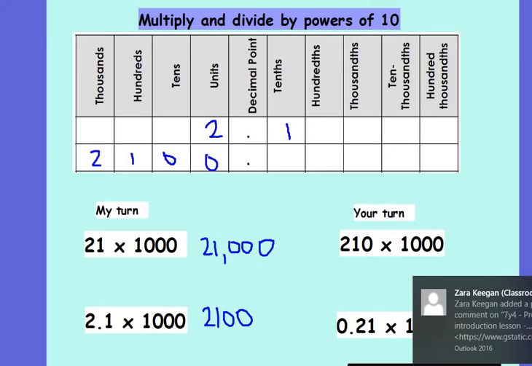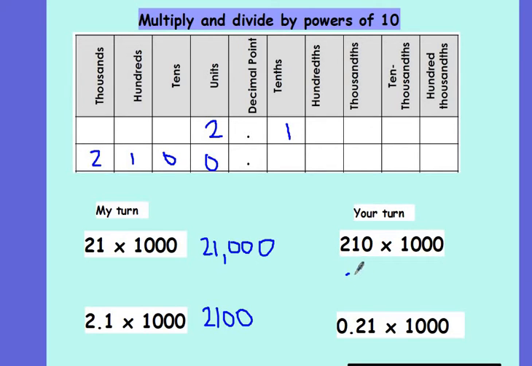Okay, the answers I was looking for: 210,000, and for this one I was looking for 210.